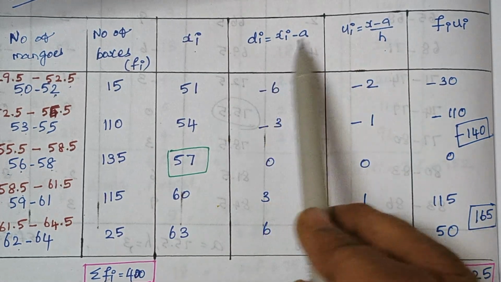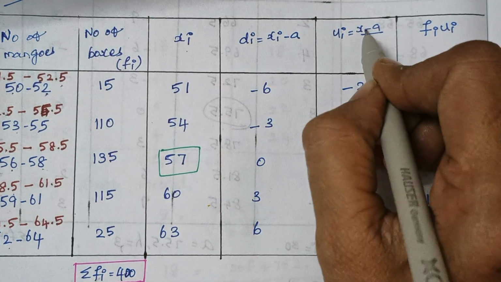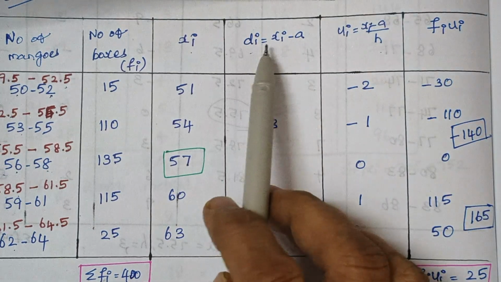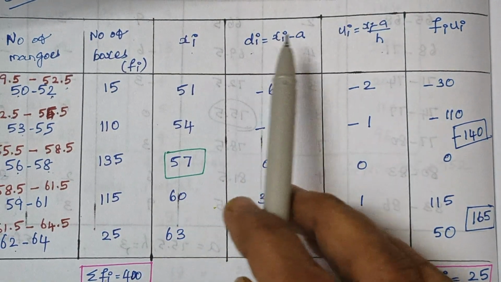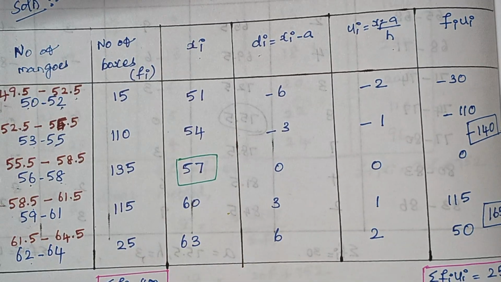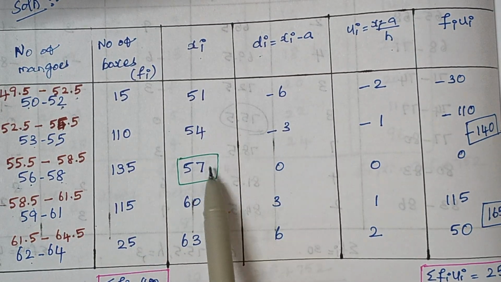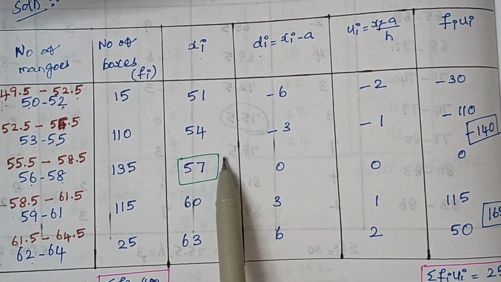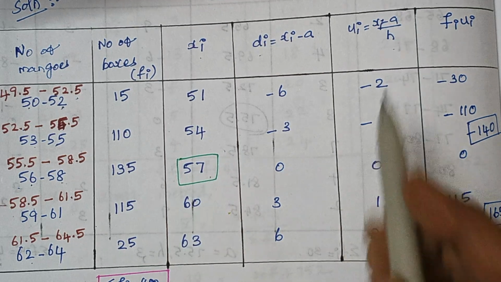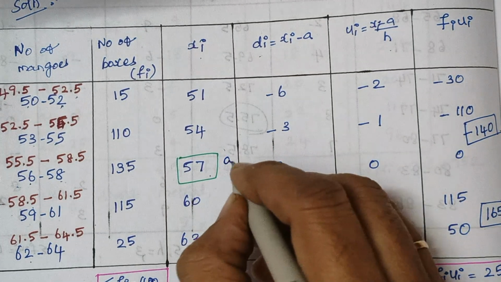So here what is x? Sorry, this is xi minus a by h. So here di is nothing but xi minus a. So you see we have totally 5 numbers. So I am selecting the middle one as a. So here the value of a is 57.